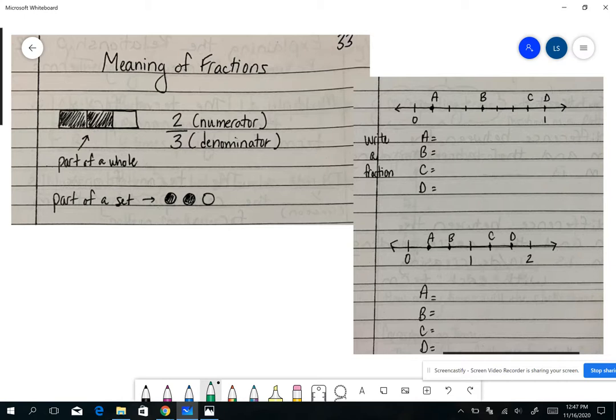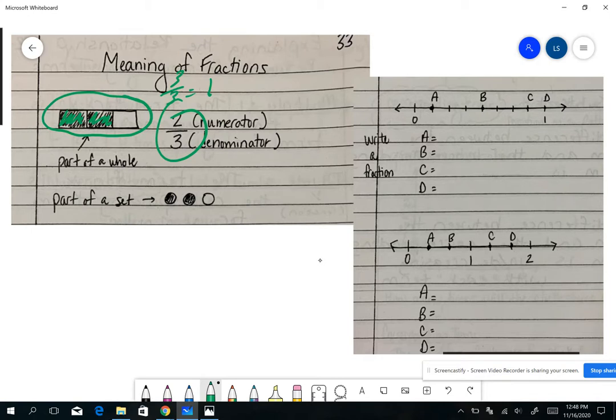So in this example here, you've got this picture. And you can see that 2 of them are shaded out of 3. If all 3 were shaded, you would have 3/3 because 3 out of 3 are shaded, which is 1 whole. But we don't have that. We don't have this part right here shaded, which means we only have 2 out of 3 shaded. So that is the fraction 2/3.